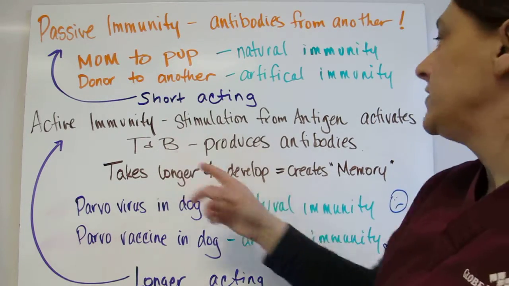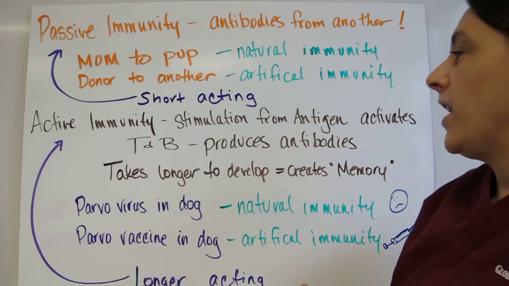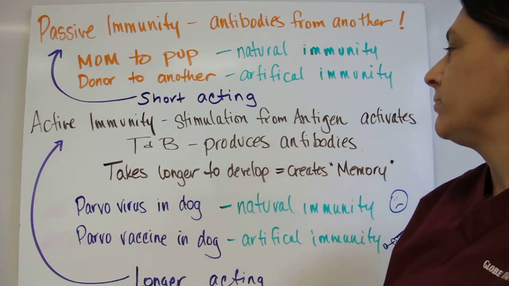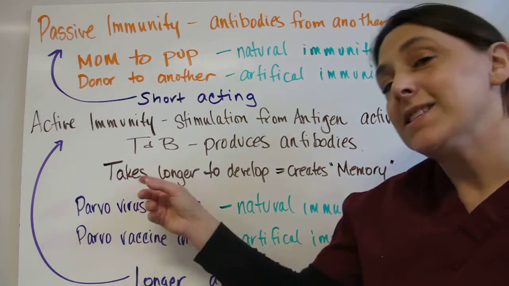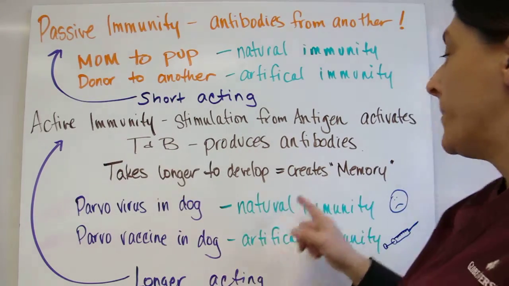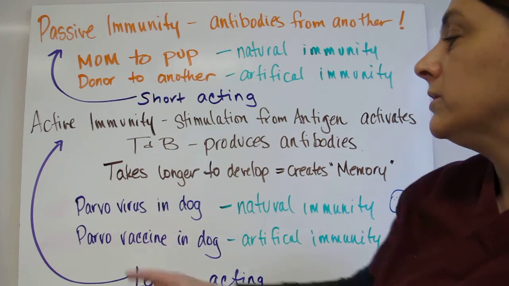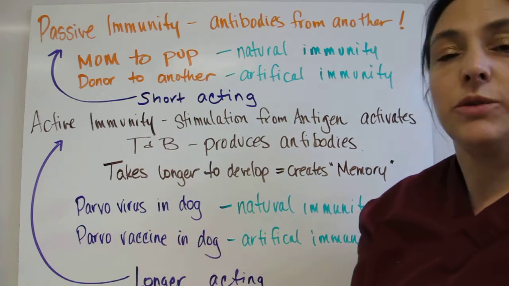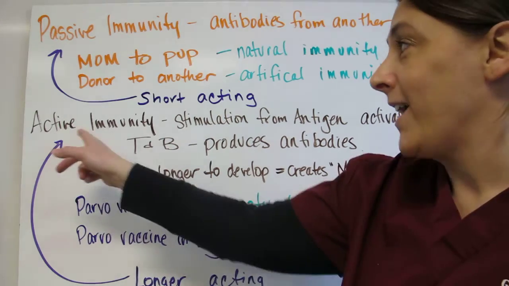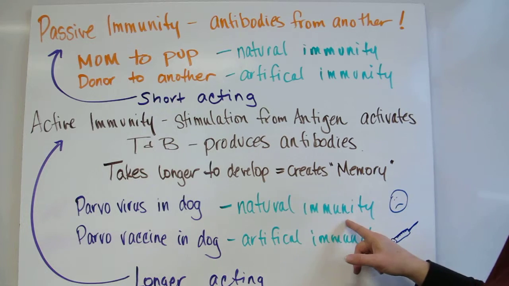Okay. Active immunity, this is stimulated from the antigens, and it activates those T and B cells, so you get the production of antibodies. It does take longer for you to develop active immunity, but it creates memory. So it's longer acting. So we have parvovirus in a dog. So a dog that gets parvovirus, it becomes active immunity if they survive, and that would be considered natural immunity.